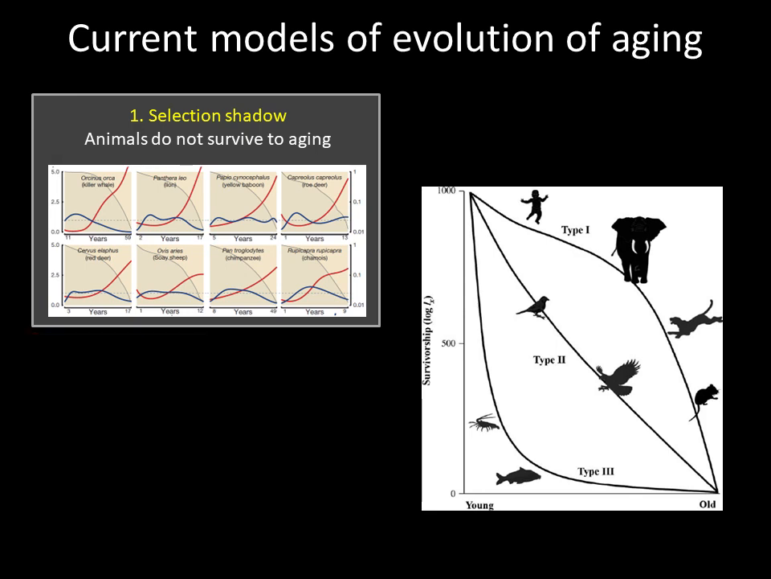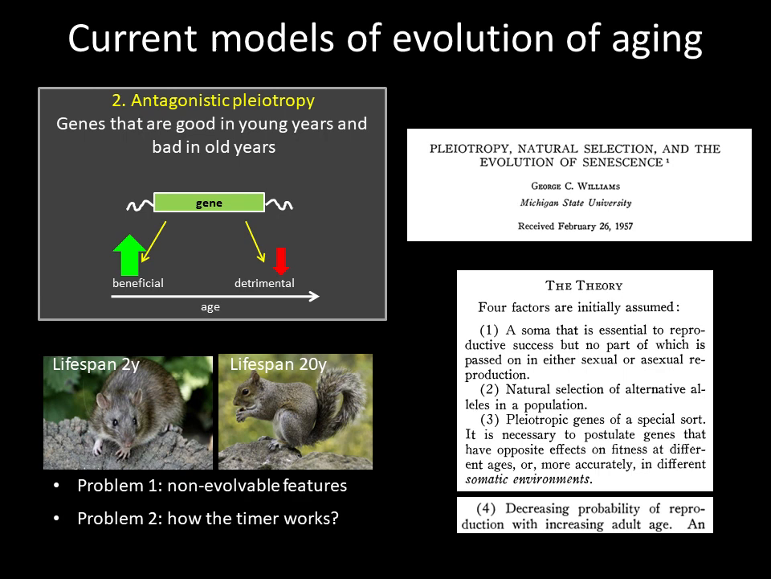So this is wrong. The next model that emerged is antagonistic pleiotropy. This is now like the main thing. The idea is that there are genes which are good in young years and bad in old years. And because some animals still do not survive to their old years, this balance is shifted, and such genes can be beneficial. So this is a very important concept. It's mainstream. So let's study it a little bit in detail.